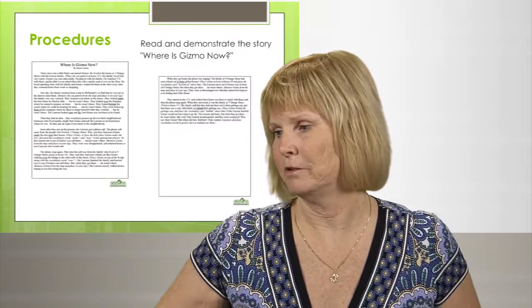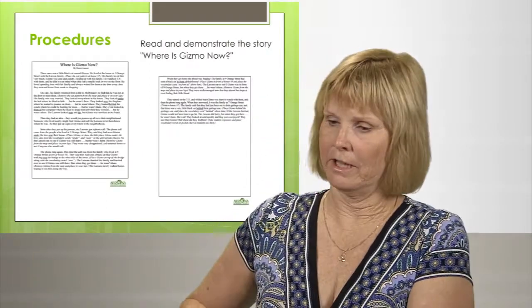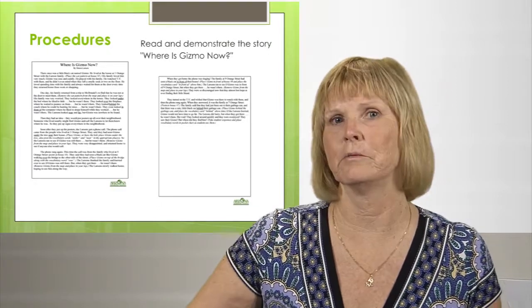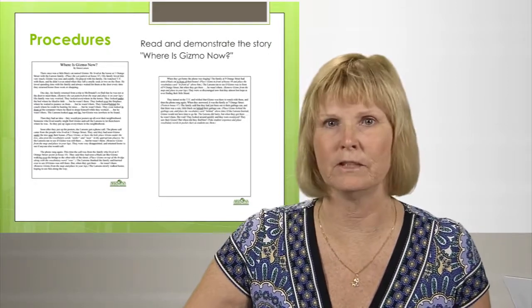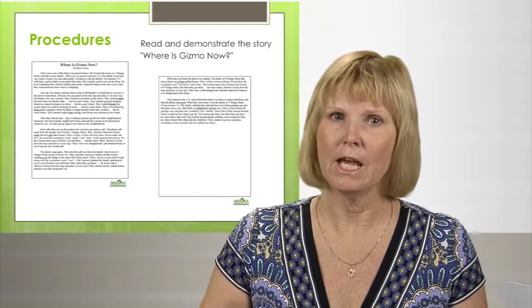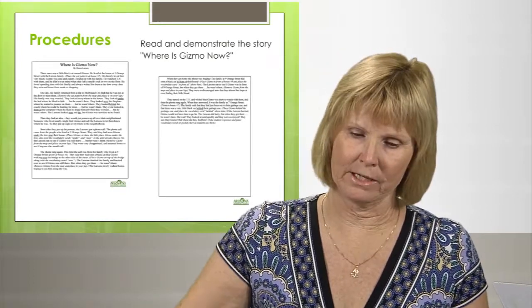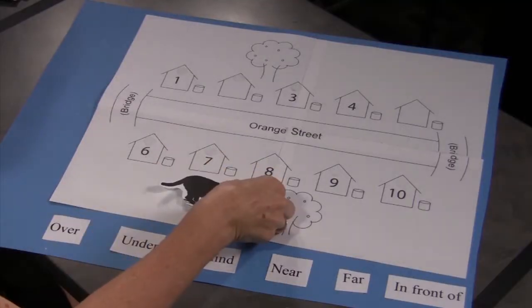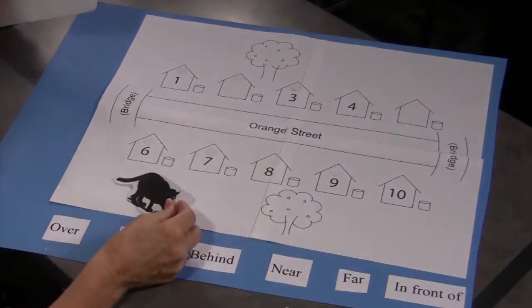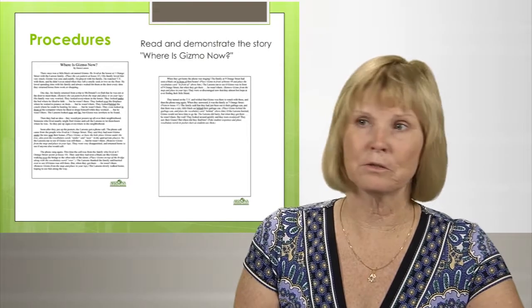The next thing you'll do with what you'll have in here will be a little story that you'll read to the students, and I'll just read part of it to give you a feel for this lesson. And then you'll use one of your cat patterns to follow along where the lost cat is. So the story begins.